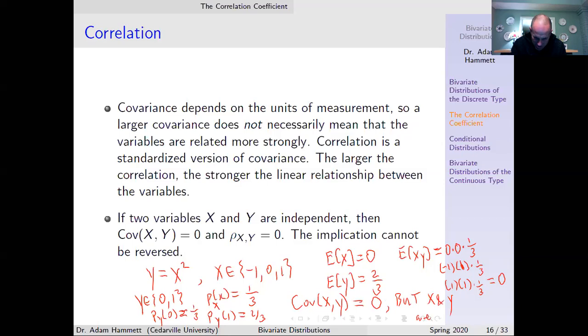Okay. So clearly, I mean, in the worst possible way. Y is actually a function of X in this particular case. Okay, so we have dependence in X and Y, even though the covariance is 0. That's why the implication can't be reversed. So that's one thing I wanted to point out. I just wanted to kind of close the loop from last time on that one.